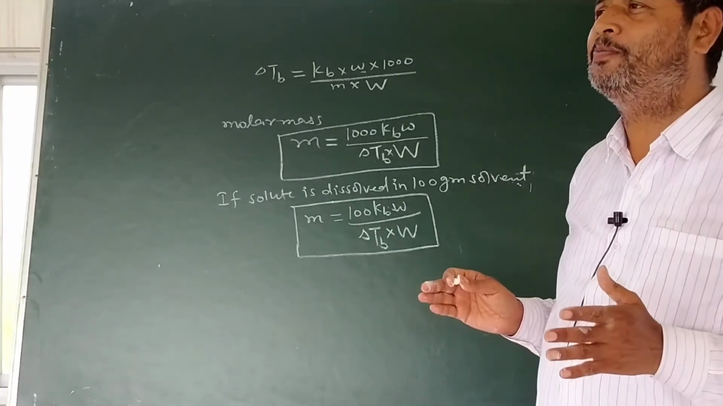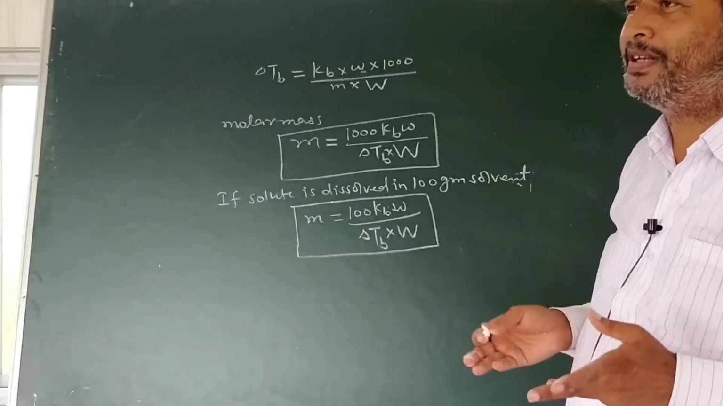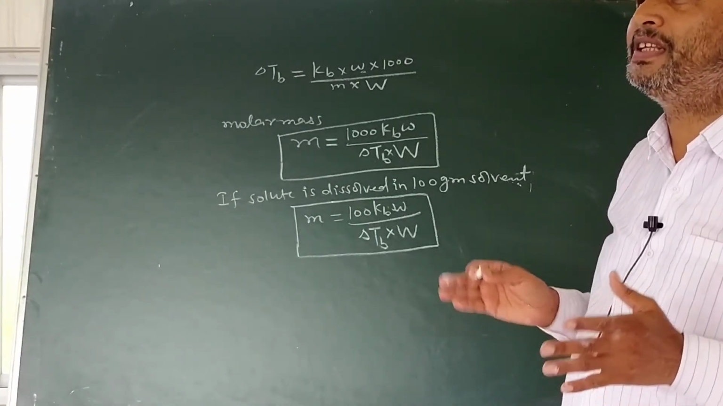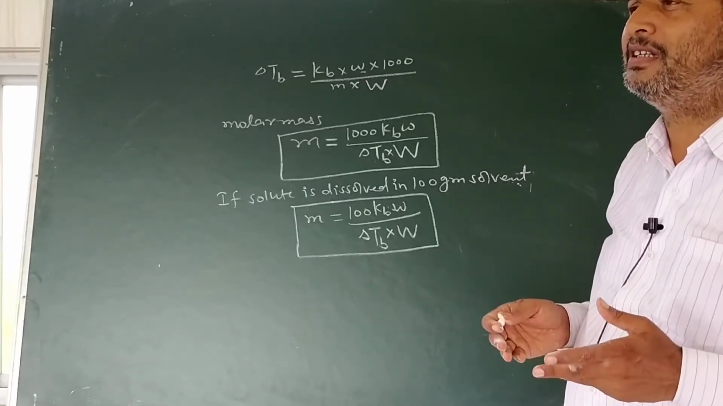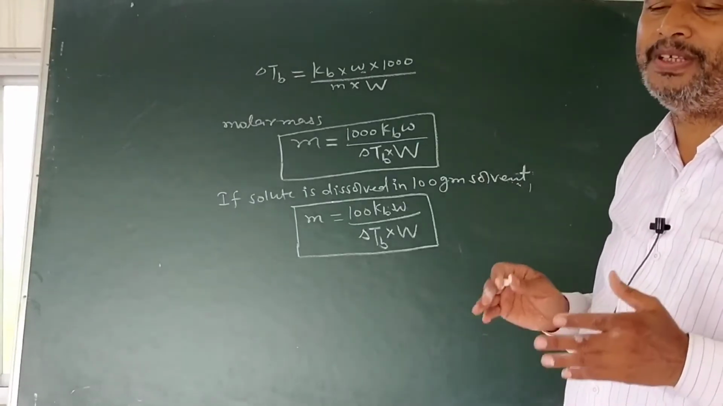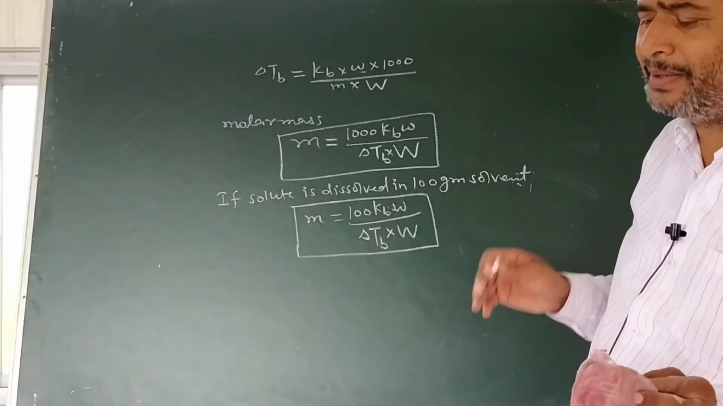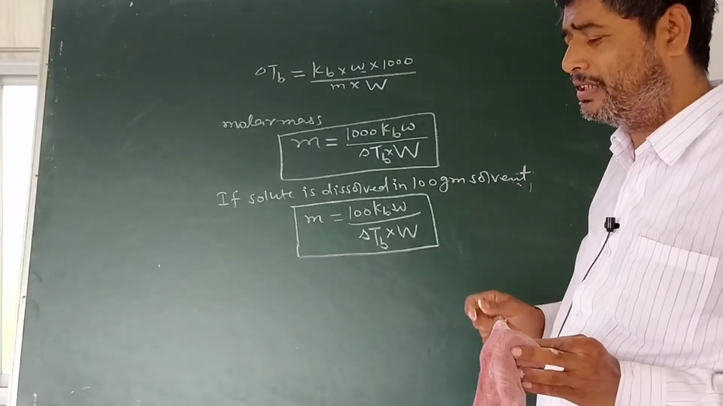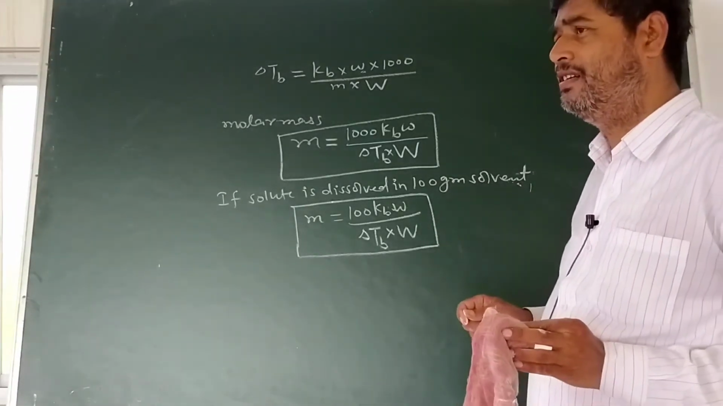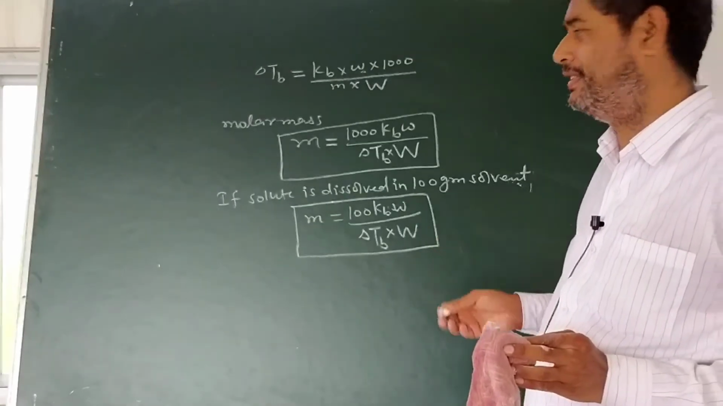The formula is similar for both. For freezing, we use the subscript F, and for boiling, we use the subscript B. The only representation of the subscript is changed. Otherwise, the formula for both conditions is similar, either in the case of boiling or freezing.